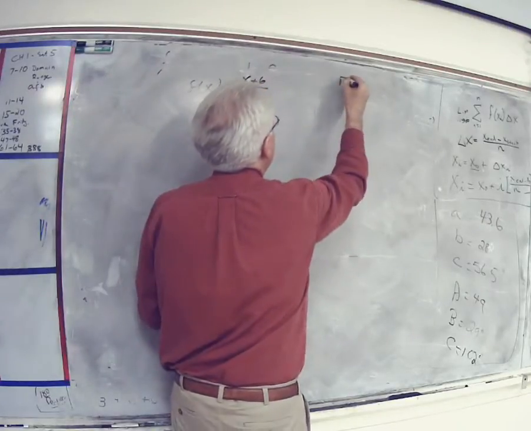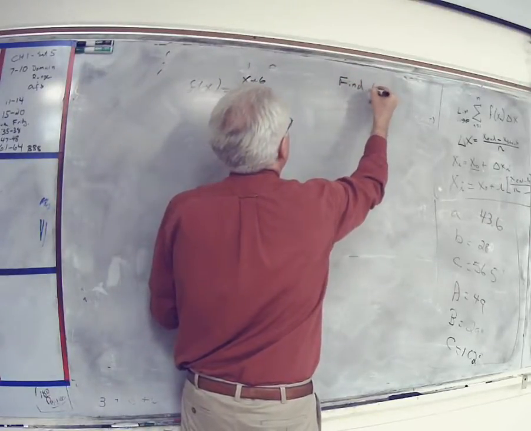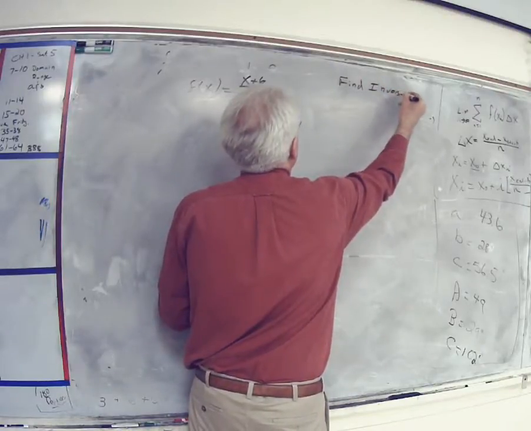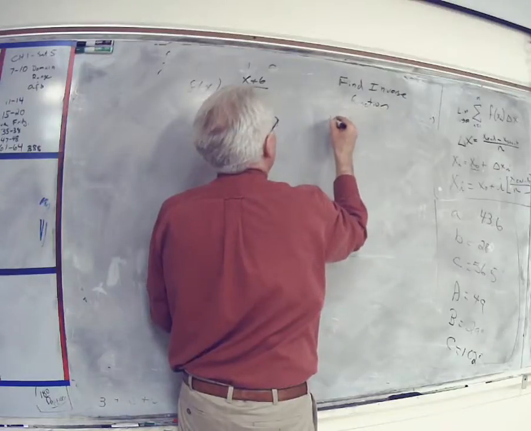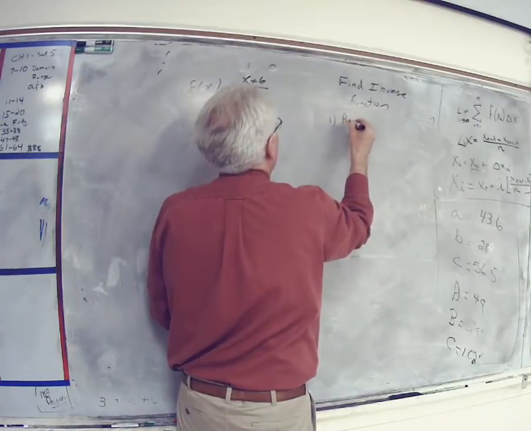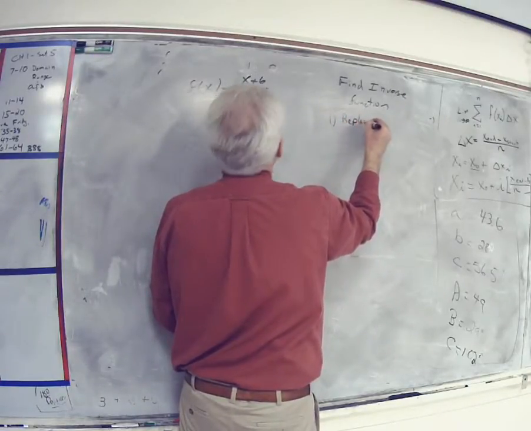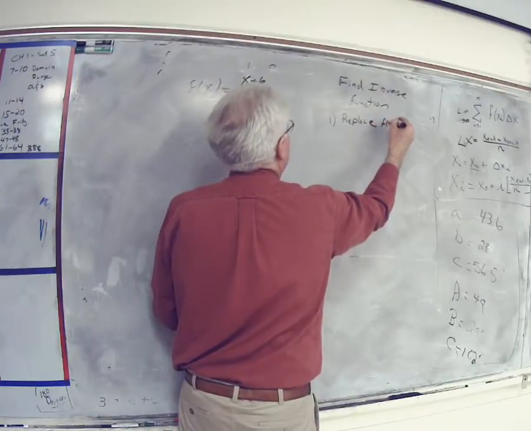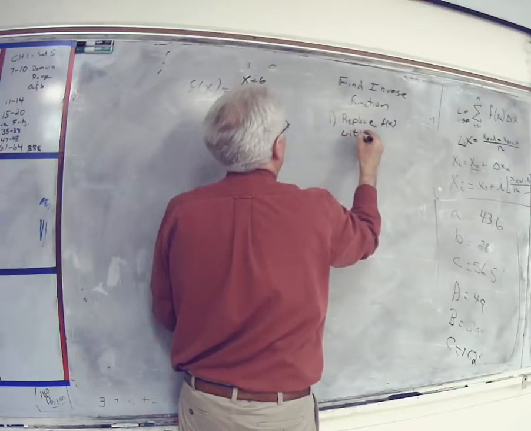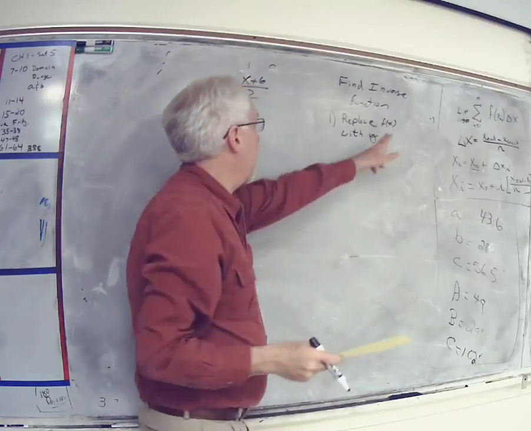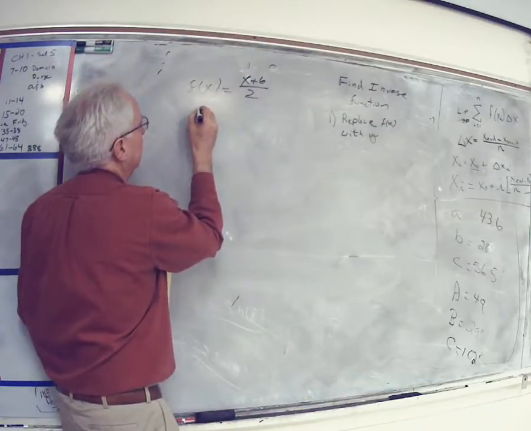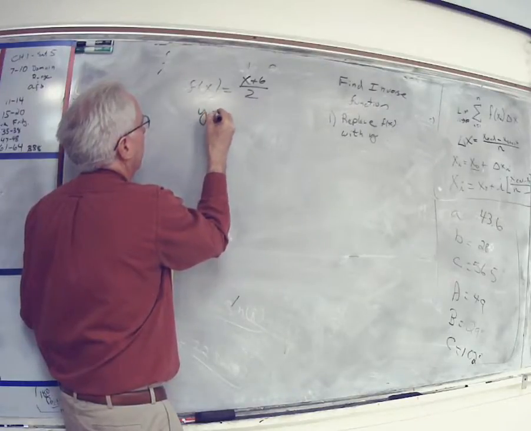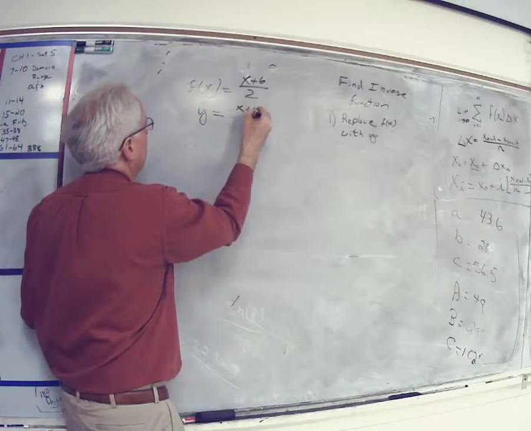How do I find the inverse function? Step number 1: replace f of x with y. If you have f of x, replace it with y. So what would I write here? y equals (x + 6) over 2.